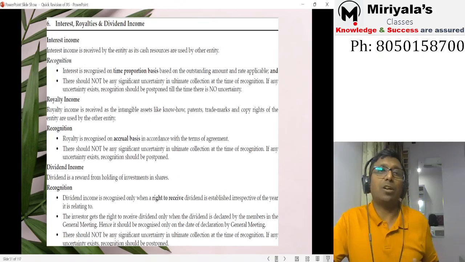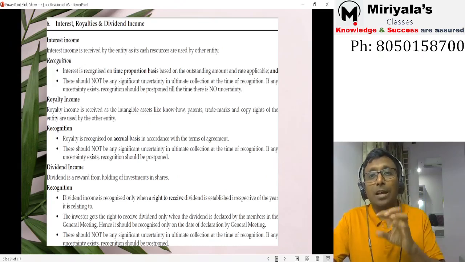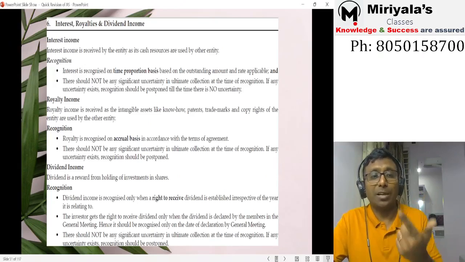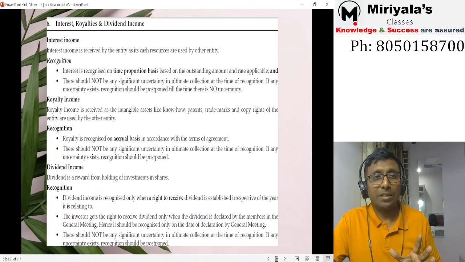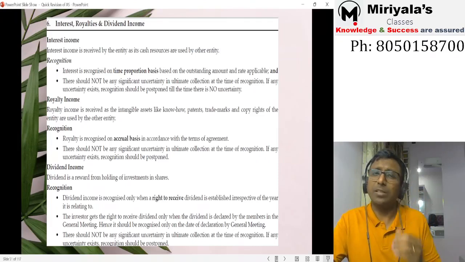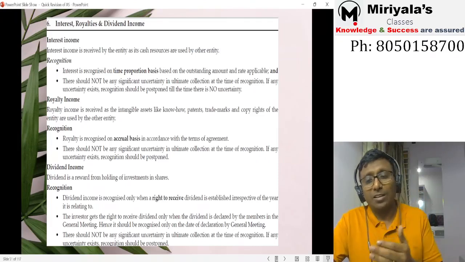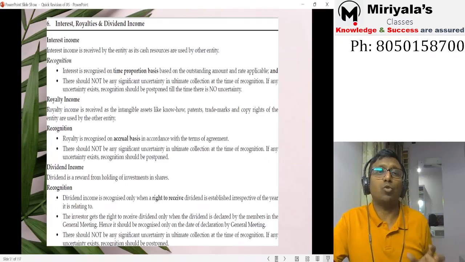Let's come to the last topic, that is other income. Other income, as I told you, interest income, royalty income, dividend income. Interest income will be recognized on time proportion basis. It is end of the day accrual basis. When the time accrues, then interest is supposed to be accrued.